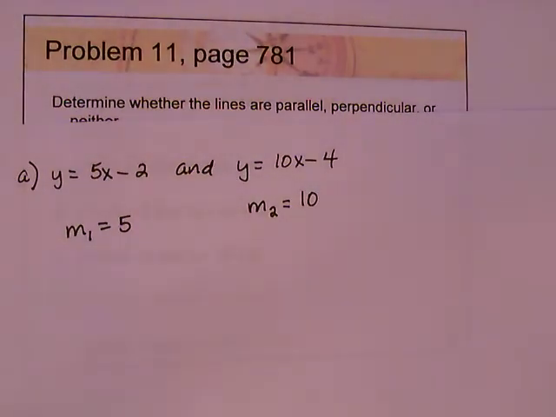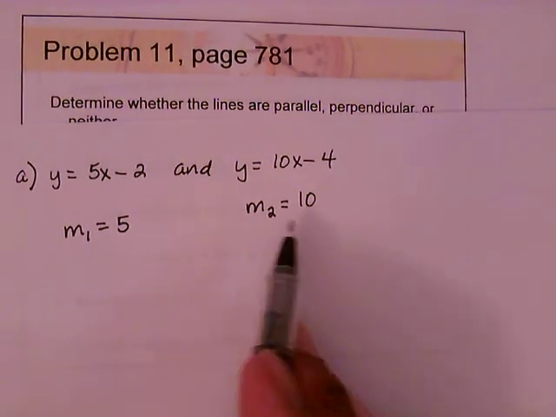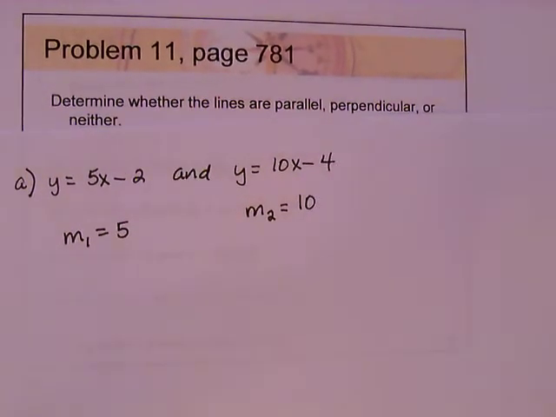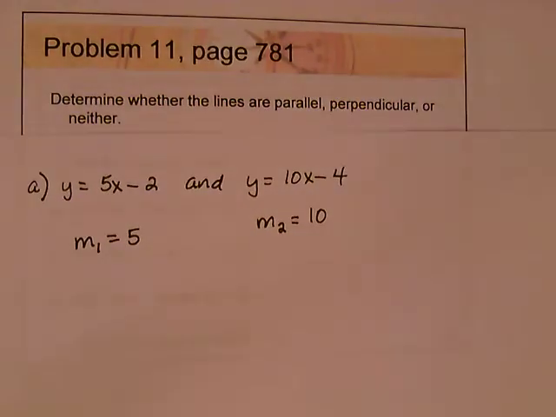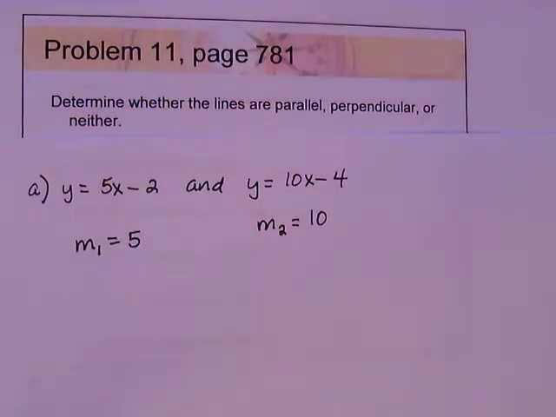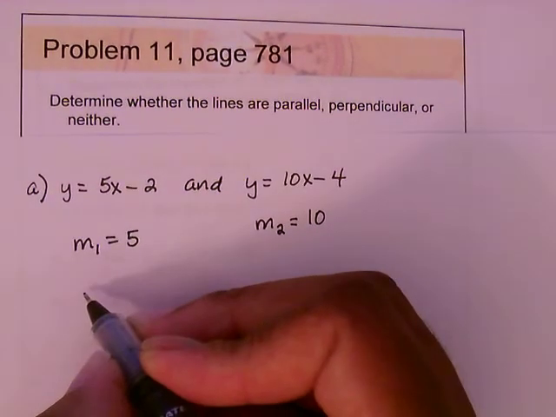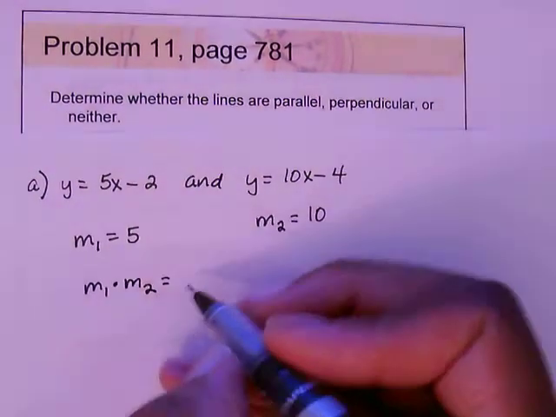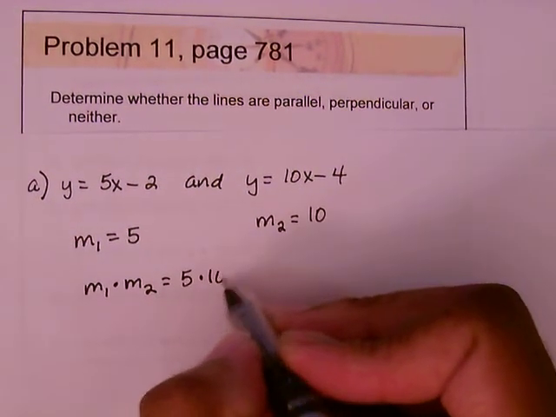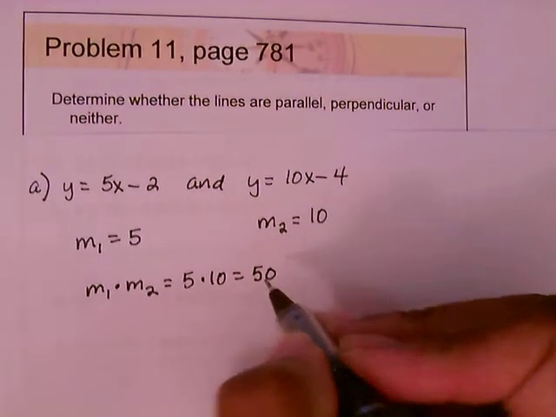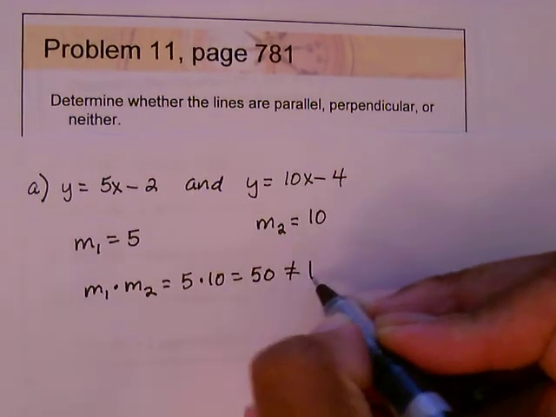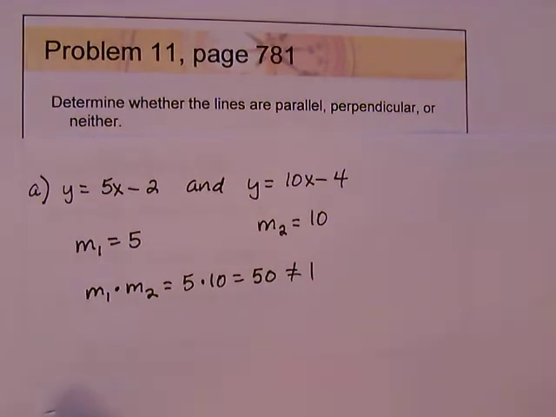Now for the two lines to be parallel, the slopes have to be the same. Here, 5 and 10 are different, so we know they're not parallel. What about perpendicular? Well, if I take the product of these two, that's 5 times 10, that's 50. So here, that's not equal to -1.